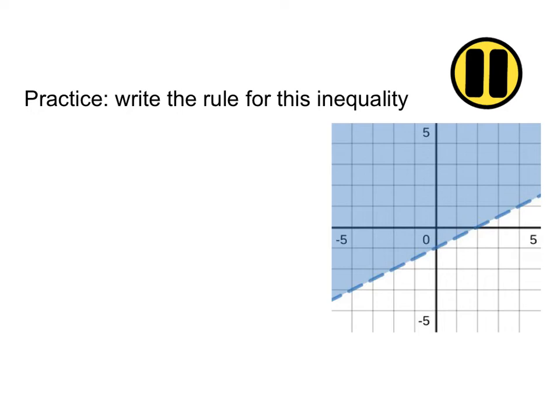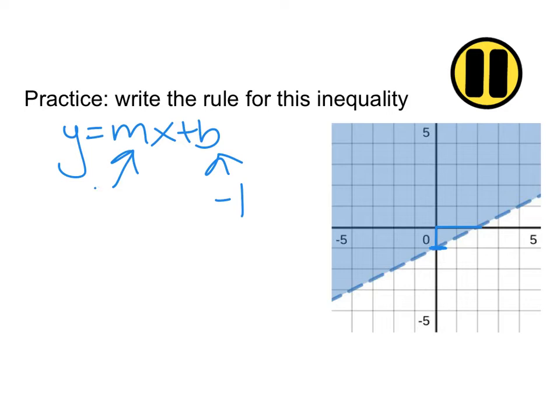All right, take a minute, look at this graph, and I want you to write down what inequality, what rule would give you this graph. Go. All right, so we're trying to write this in y equals mx plus b form. Y-intercept is -1. We can see that right here. And slope looks like it goes up 1 over 2. So rise over run says that would be 1/2. So y equals 1/2 x minus 1.